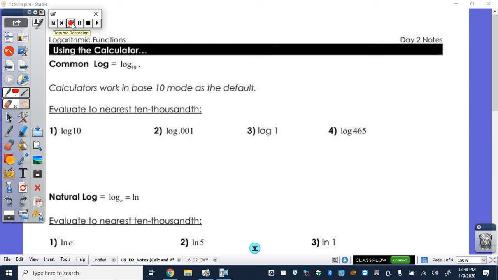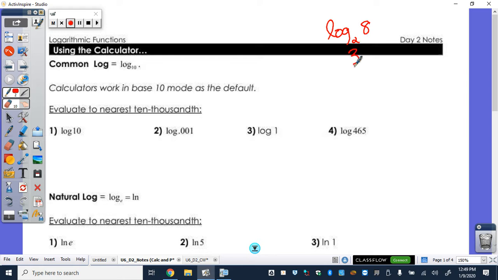So the first thing we're going to go over today is evaluating logs. We did talk about evaluating logs a little bit last time. We had examples where you had log base 2 of 8. I told you what you needed to be thinking in your head is: what is the exponent on a 2 that gives you an 8? And we would all say 3.